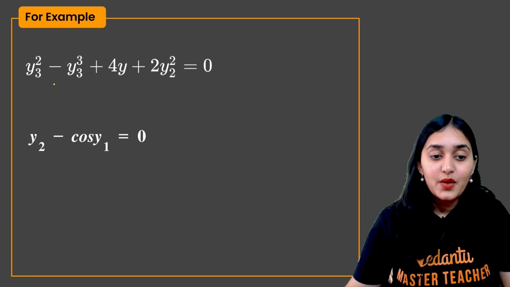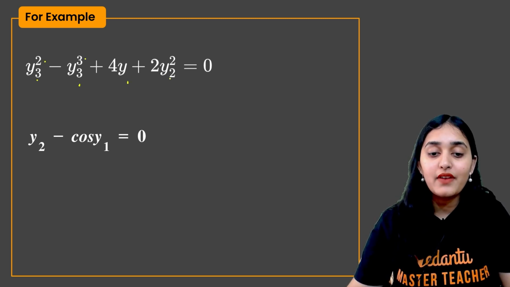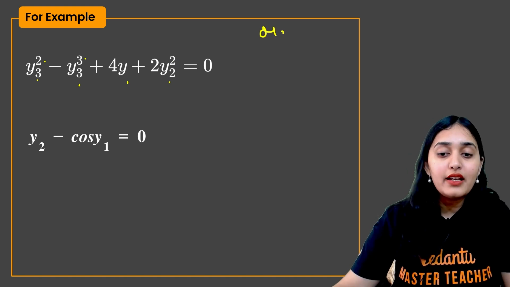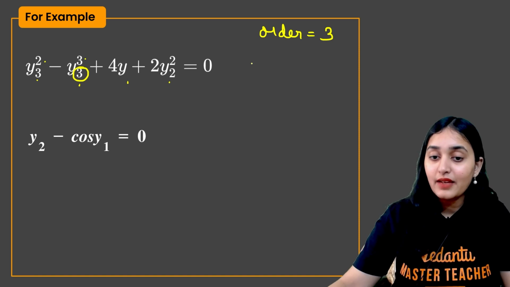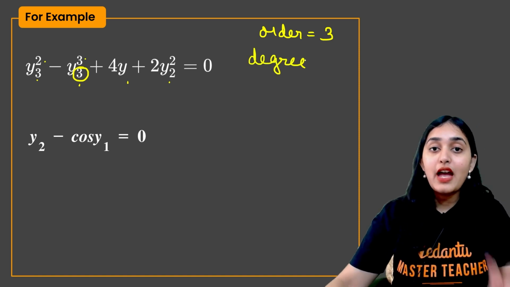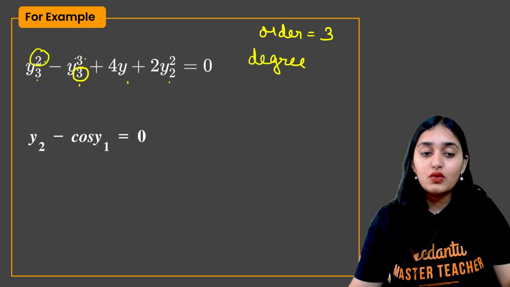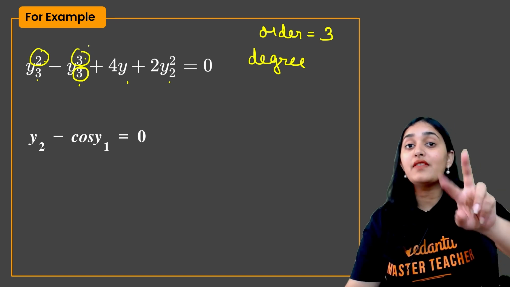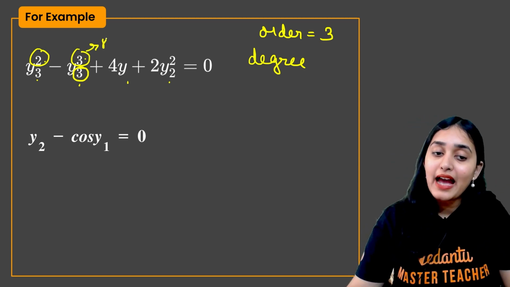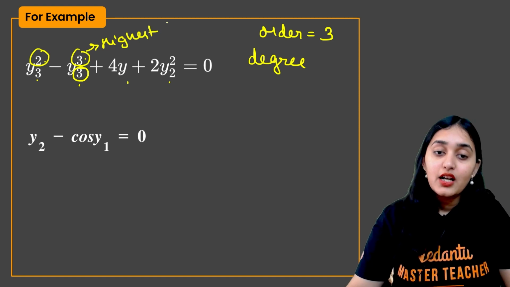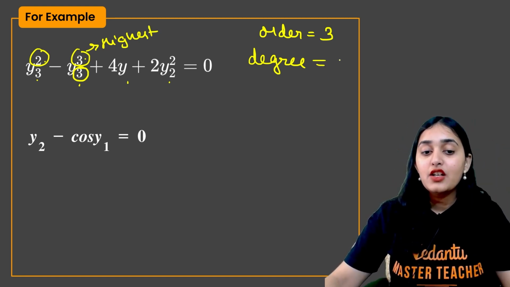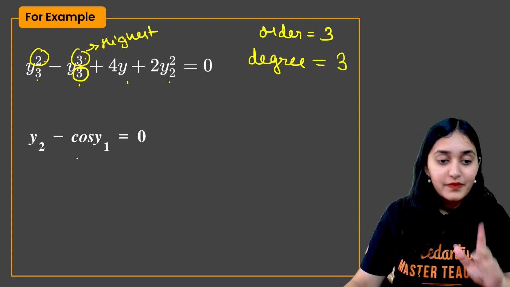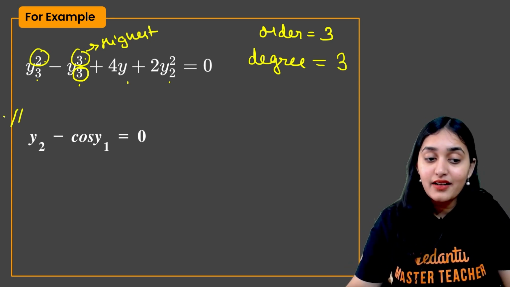Some more interesting questions. y3 to the power 2, y3 to the power 3, y to the power 1, y2 to the power 2. So order is very simple. Order is 3 because the highest order derivative is 3. But what about degree? Here the power is 2, here the power is 3. So which one will you pick? You will pick the highest power. Don't add them, subtract them, or multiply them. Just pick the highest power. So degree will be 3.